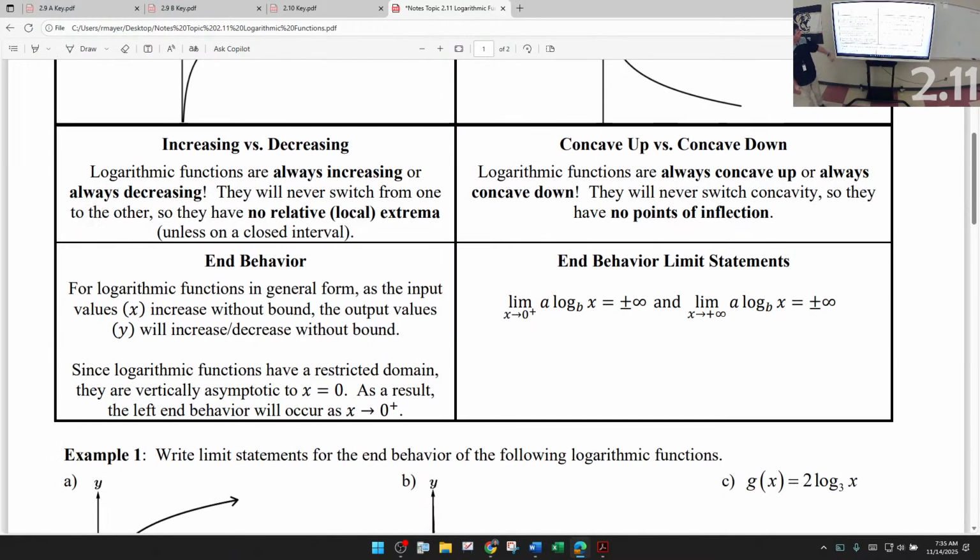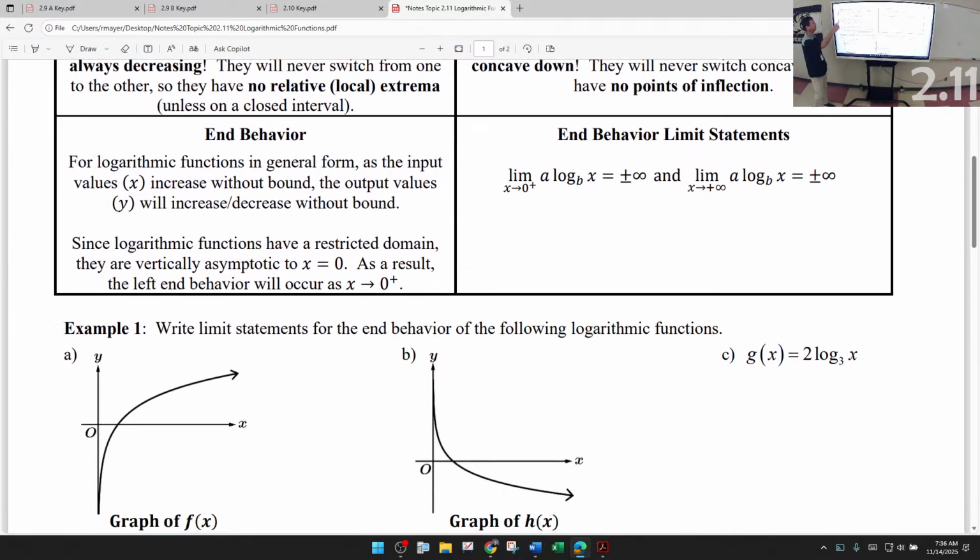In end behavior for logarithmic functions in general form, as the input values increase without bound, the output values will increase or decrease without bound. Since logarithmic functions have a restricted domain, they have a vertical asymptote at 0. As a result, the left end behavior will occur. This is something that's a little bit new to you guys, so make sure we somewhat recognize this. That's the left end behavior.